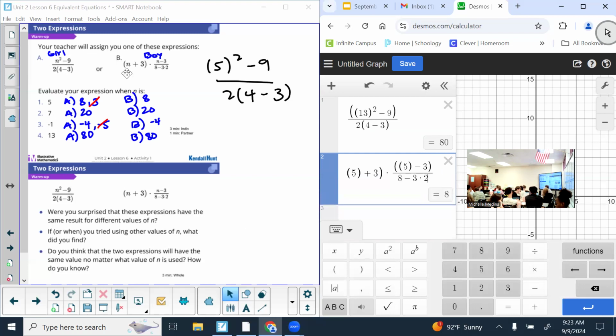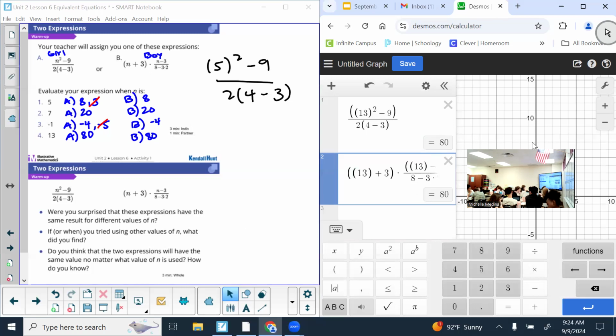Okay, so exactly what I had on my paper, except that anywhere there was a variable, we're putting parentheses and we're putting the number that they wanted us to substitute in for it. So when I plug in 5 in both spots for n in the boy expression, you do get 8. When I plug in 7 for both spots in the boy expression, you do get 20. When I plug in -1 for both spots, you do get -4. And when you plug in 13 into both locations for the n, you do get 80.